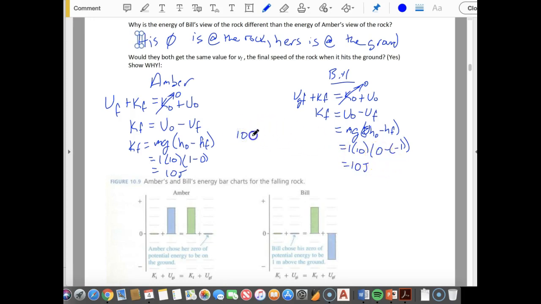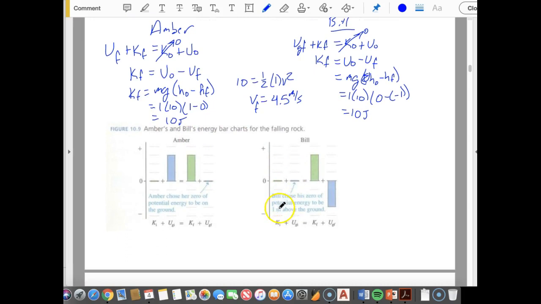Because they both have 10 joules of kinetic energy, this is equal to 1/2 times 1 times v squared. And so the velocity they both recognize that the rock is about to hit the ground at is 4.5 meters per second. That's how we can show that they both have the same final velocity, even though they have a different orientation or coordinate system. These are bar charts, the charts on the previous pages, and this is why they're really nice to have.